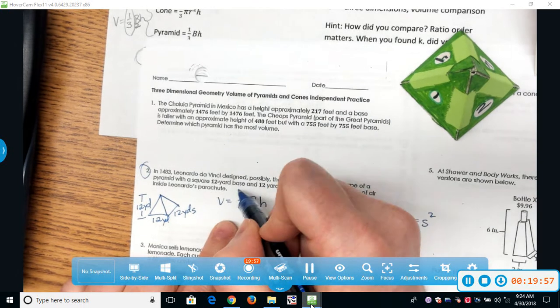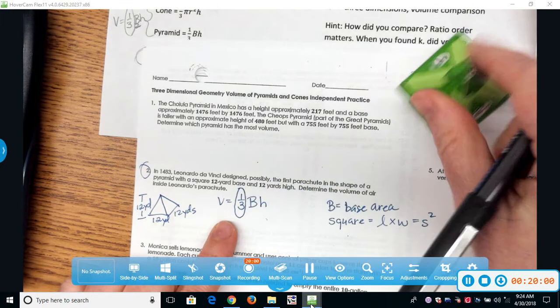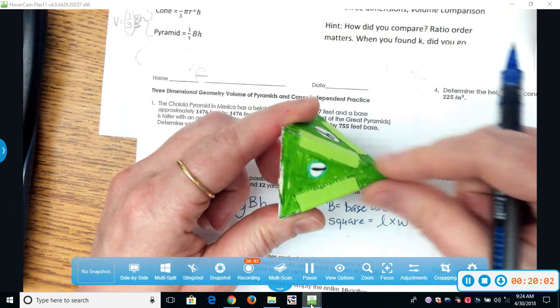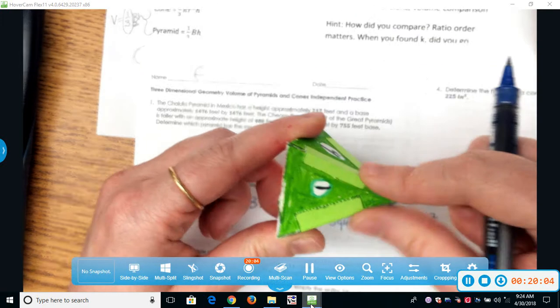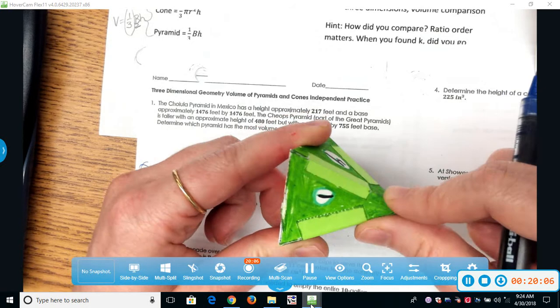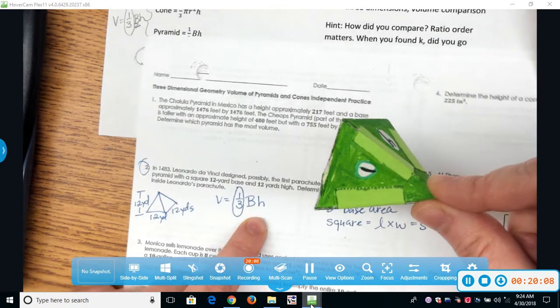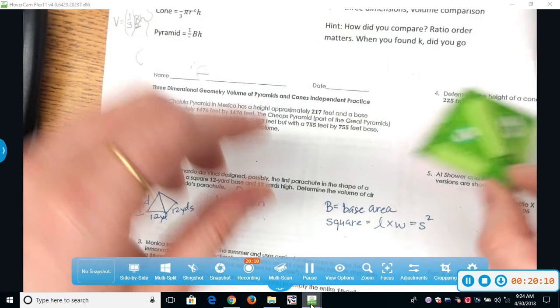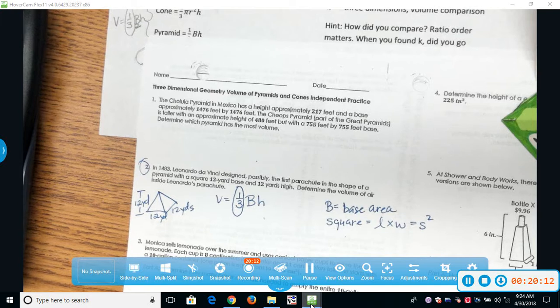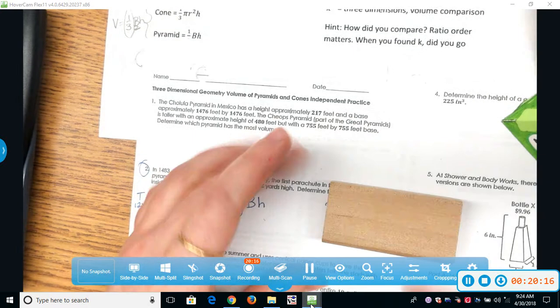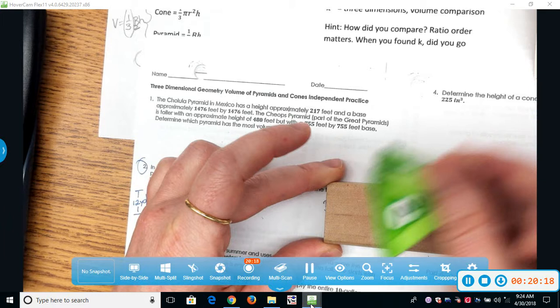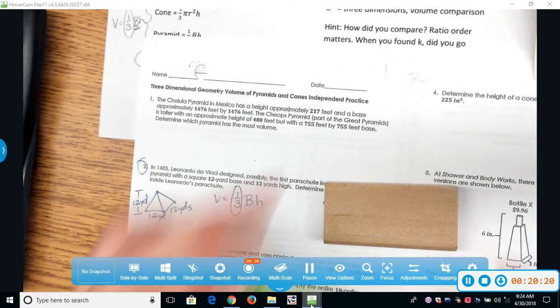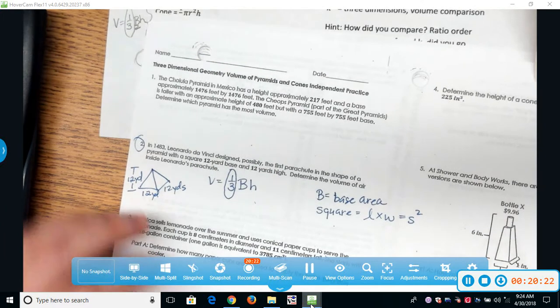And again, this fraction, this 1/3, is because it gets skinnier as it goes up. It's to account for that skinniness. If you don't put the 1/3 in there, you just have the volume of a prism. A prism, all right? Because you haven't accounted for getting skinnier as you go up, all right? So make sure you throw that 1/3 in there.